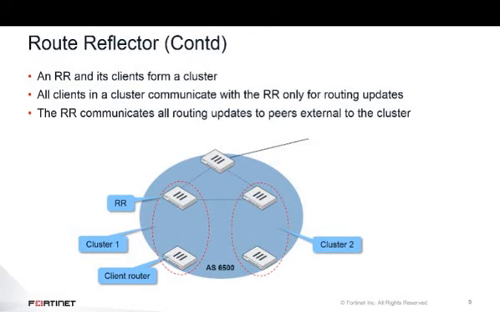In a BGP RR configuration, the AS is divided into different clusters that each include an RR and clients. The client routers communicate route updates only to the RR in the cluster. The RR communicates with other RRs and border routers. A FortiGate can be configured as either an RR or client.